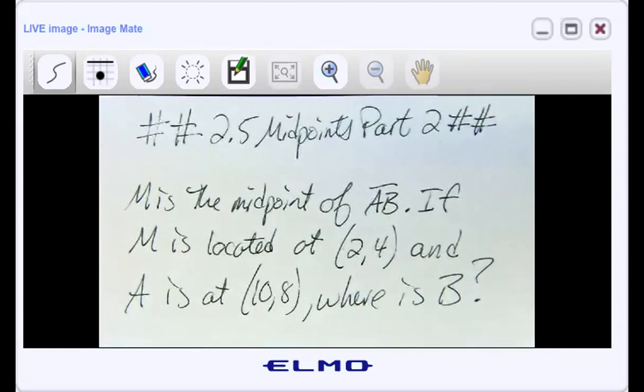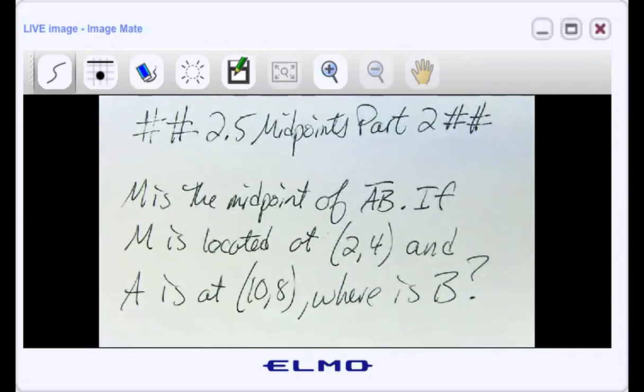So the question is different than yesterday. You are not simply going to add the x's together, divide by 2, add the y's together, divide by 2. That would get you something that's not the midpoint or the other endpoint at all. Think about what's going on here. I already know where the midpoint is. I know it's at 2, 4. One endpoint is at 10, 8. I want to figure out where the other one is.